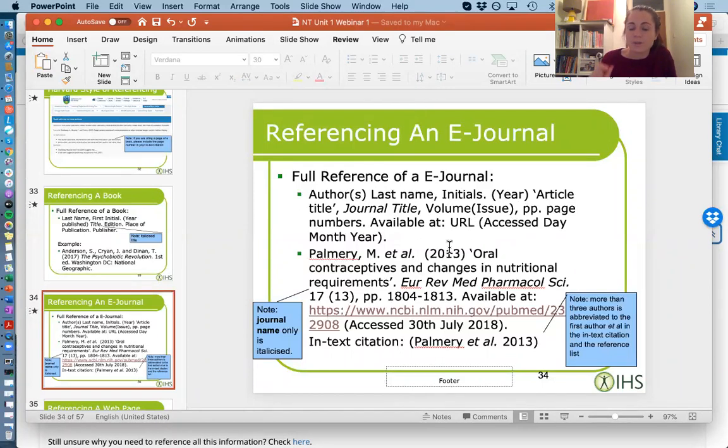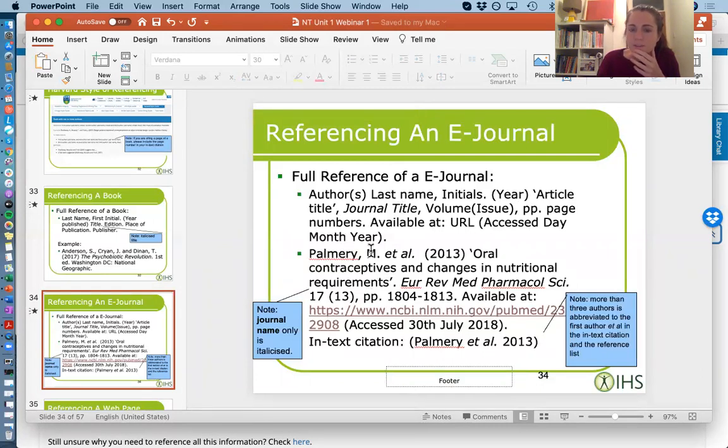And that's really important. You've got to include the URL that you got it from so that we can go and find the reference if we need to. This is all about being able to find the source of information that you're citing. So this here is an example. So this is the author's last name.